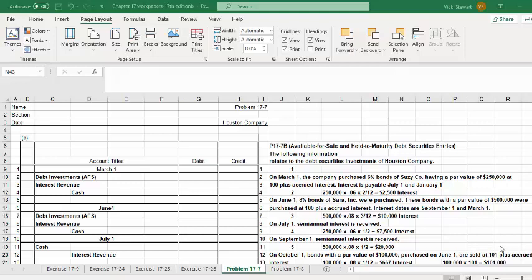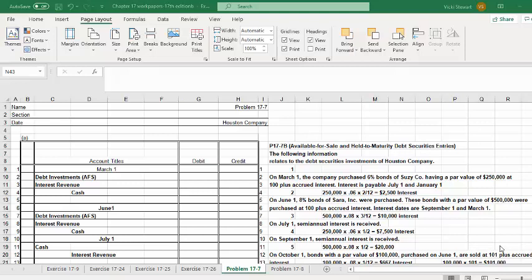On March 1st, the company purchased 6% bonds of Susie Company having a par value of $250,000 at 100 plus accrued interest. Interest is payable July 1st and January 1st. So we're first going to record the entry for the purchase of the Susie Company bonds.